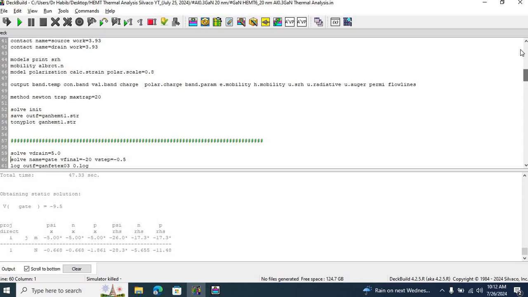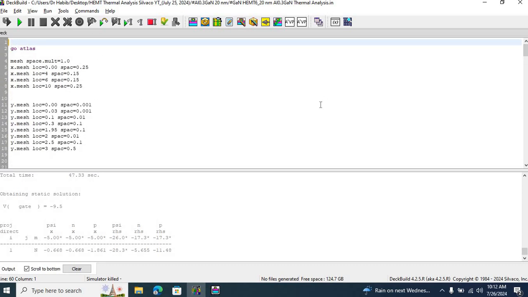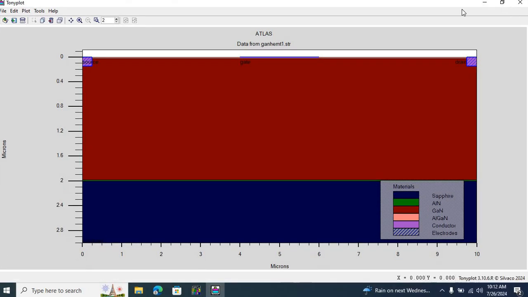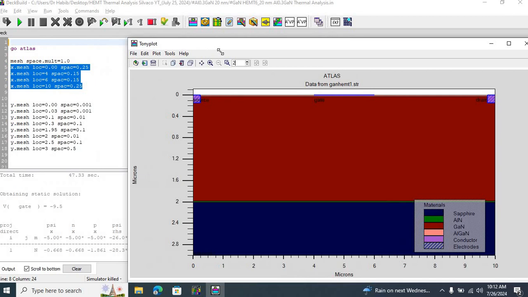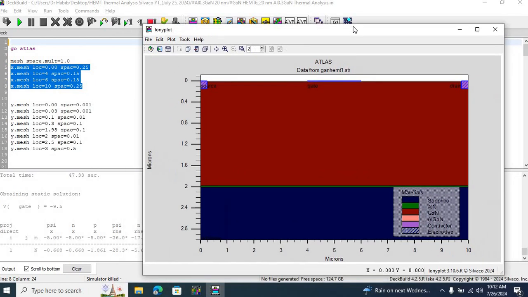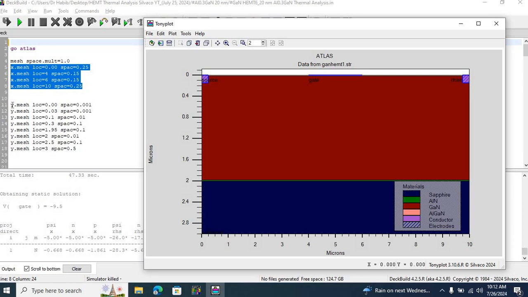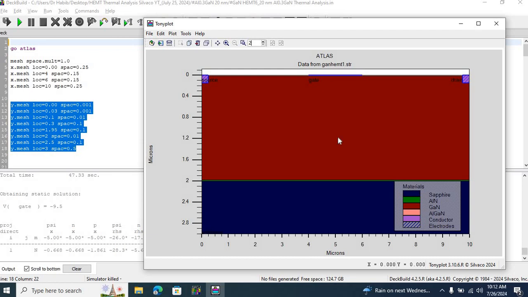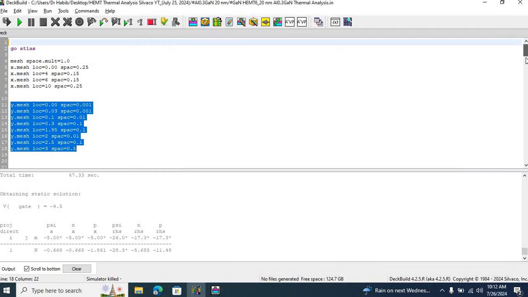Okay, so here is the code for the high electron mobility transistor, the gallium nitride HEMT. I start with Go Atlas, and then I introduce the meshing for the high electron mobility transistor. My structure is running from 0 to 10 micrometers in the X direction, as you can see over here. Let me reduce the size of it so that we can see the code and the structure side by side. Similarly, my structure is running from 0 to 3 micrometers in the Y direction.